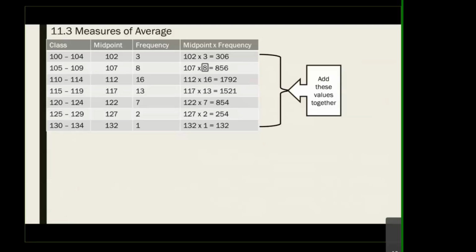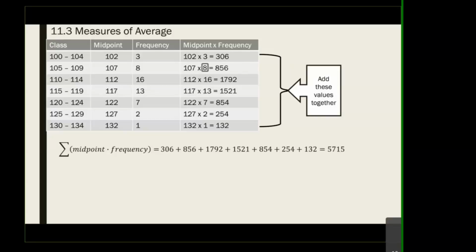We need to add all of these values, which is the 306 plus the 856 plus the 1792 plus the 1521 plus the 854 plus the 254 plus the 332. You have to take each of them, the result of the multiplication between the midpoint times the frequency, and add them up. That is your step 3, which is 5715.